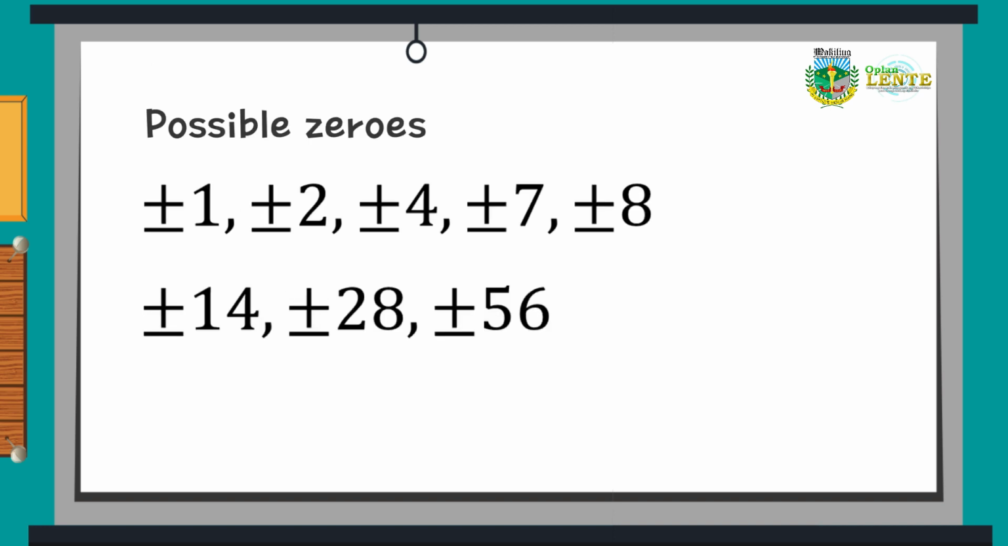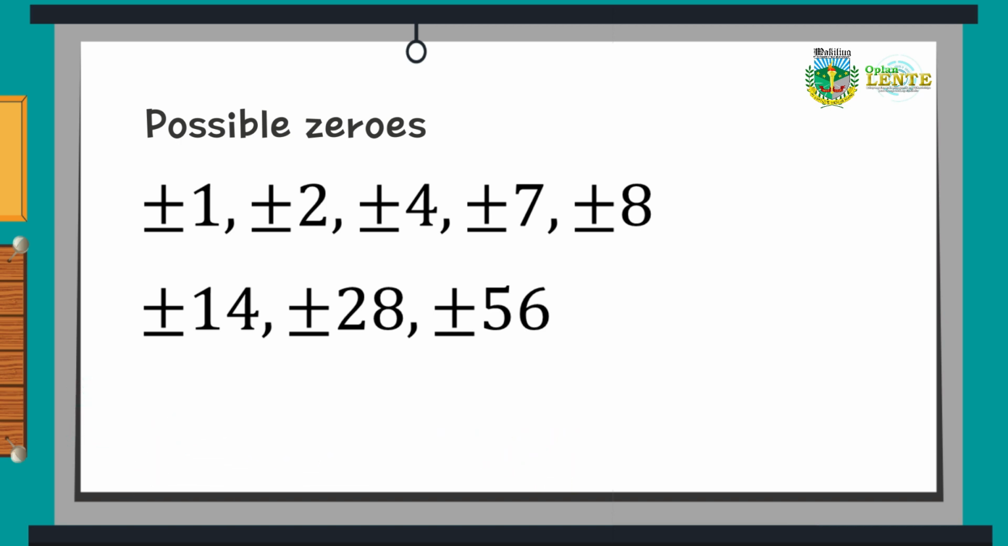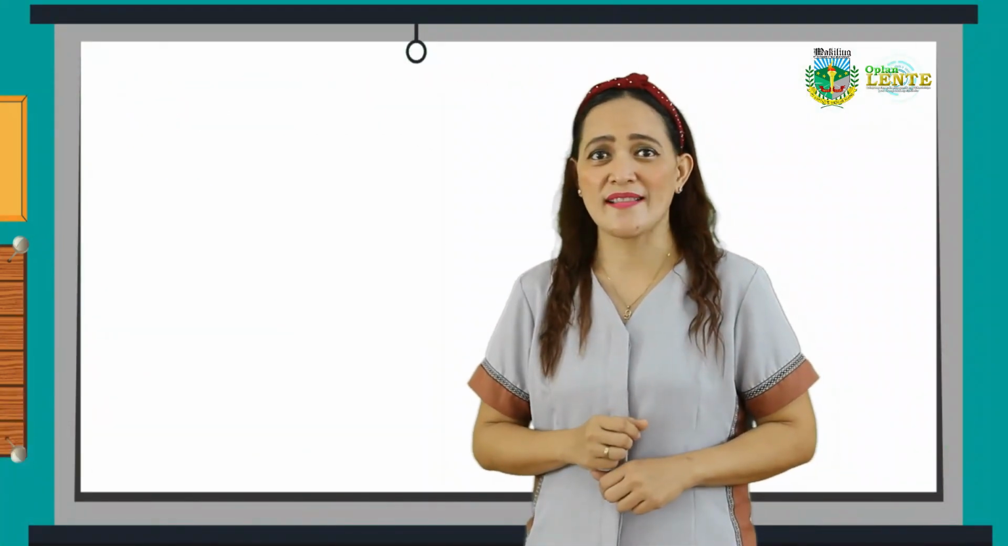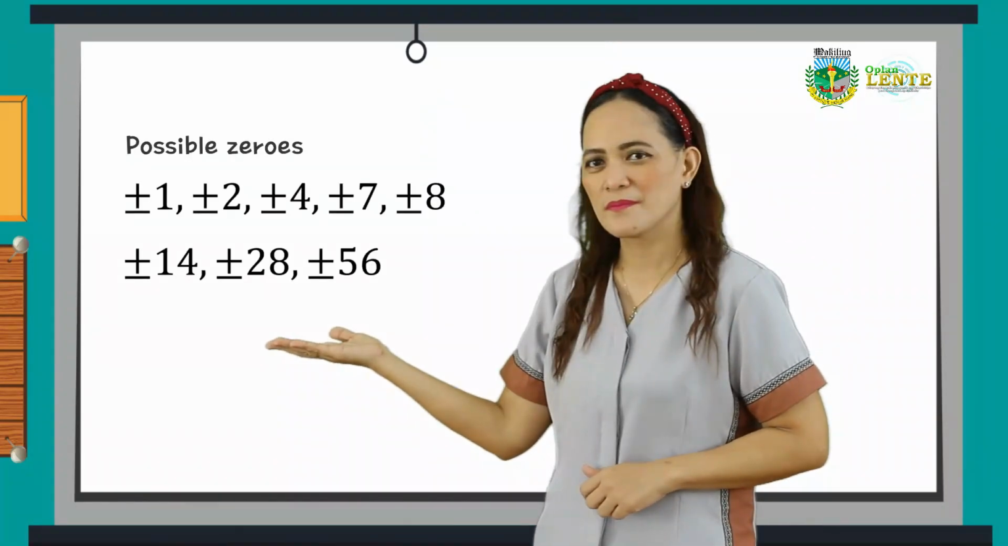Using the rational root theorem, the possible rational zeros are positive negative 1, positive negative 2, positive negative 4, positive negative 7, positive negative 8, positive negative 14, positive negative 28, and positive negative 56. We can now use synthetic division to test these possible zeros. Let us try only positive zeros, for we are talking about measurement.